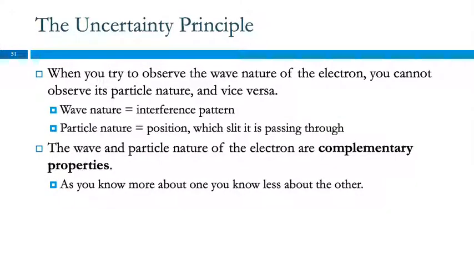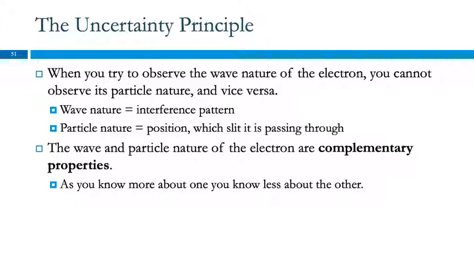Oh, the uncertainty principle. So an electron is a wave and an electron is a particle. But when we try to observe the wave nature of the electron, we cannot observe its particle nature. So there is this superposition where the electron is a wave and a particle at the same time, but if it's observed, we force it to collapse into one or the other.